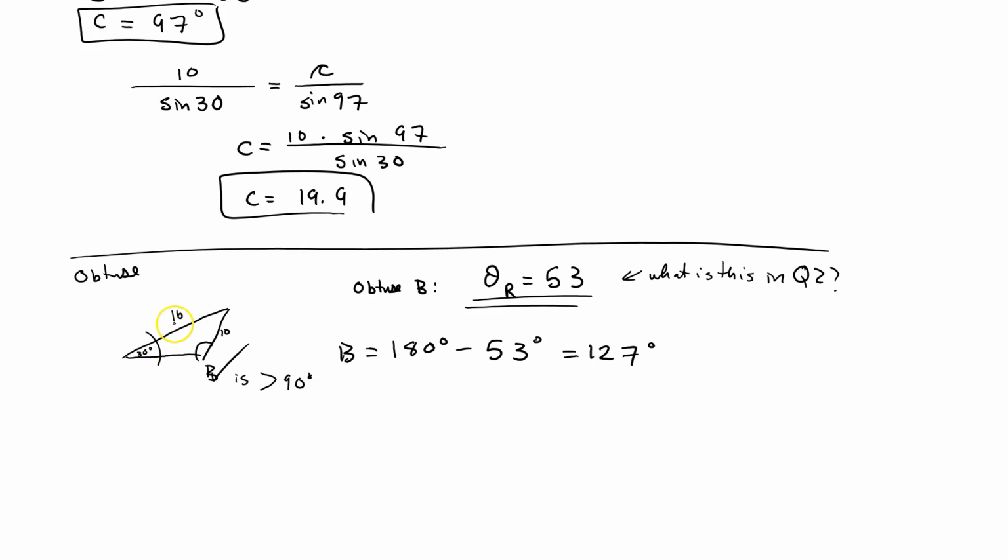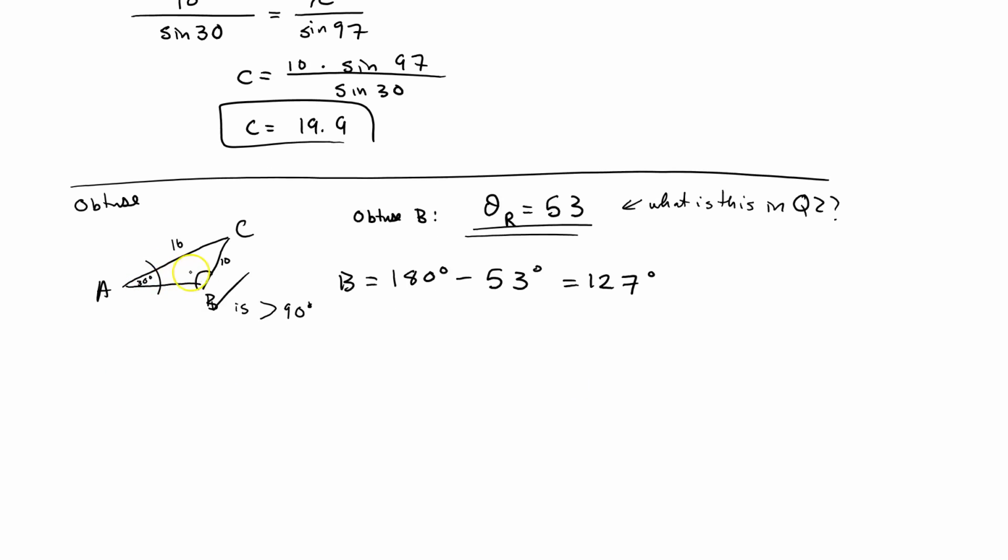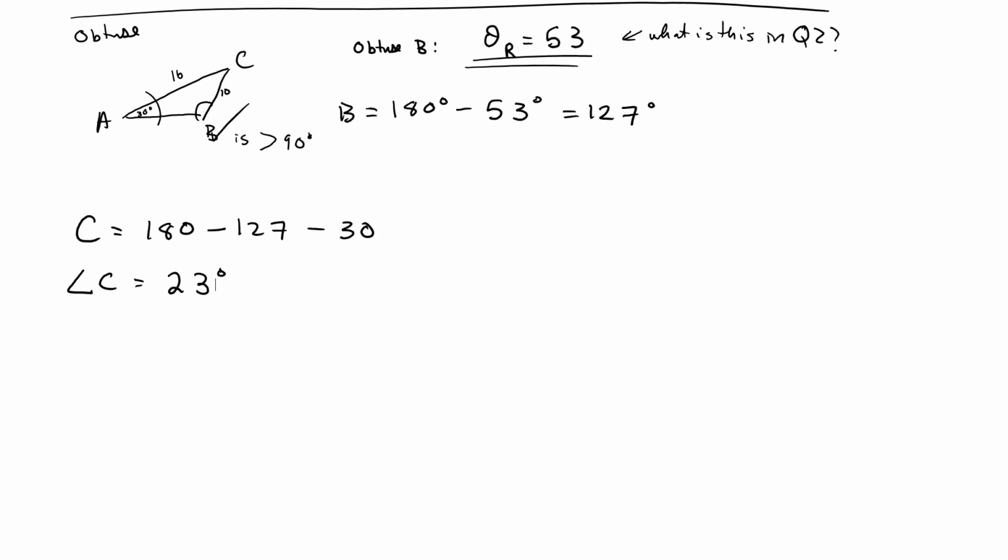Let's just write down what these letters are. Since we know what B is, we can find out what C is. So we know that 30 plus 127 plus whatever C is has to be 180. So we're going to say C equals 180 minus 127 minus 30. So that means the measure of angle C is going to be 23 degrees. Great. So now there's only one last thing that we need to do, and we need to solve for length C.